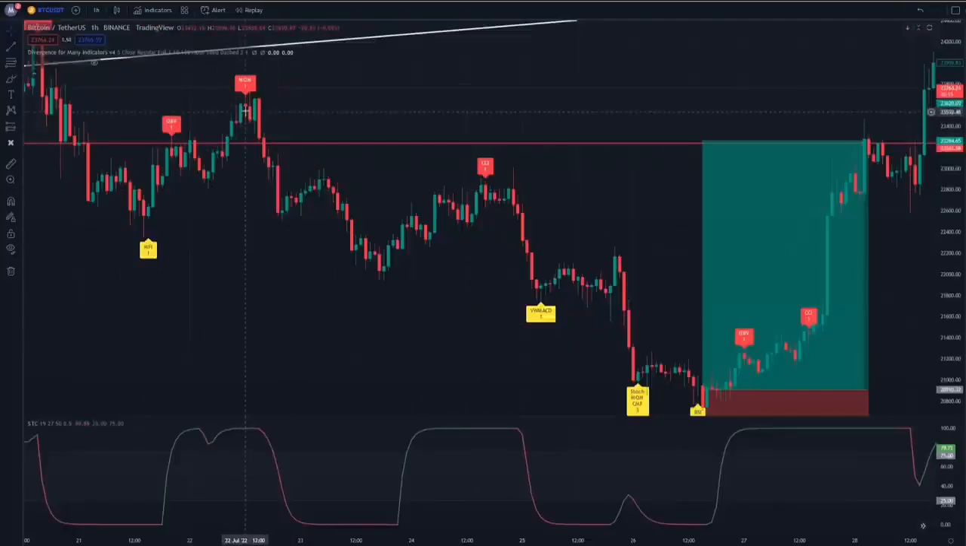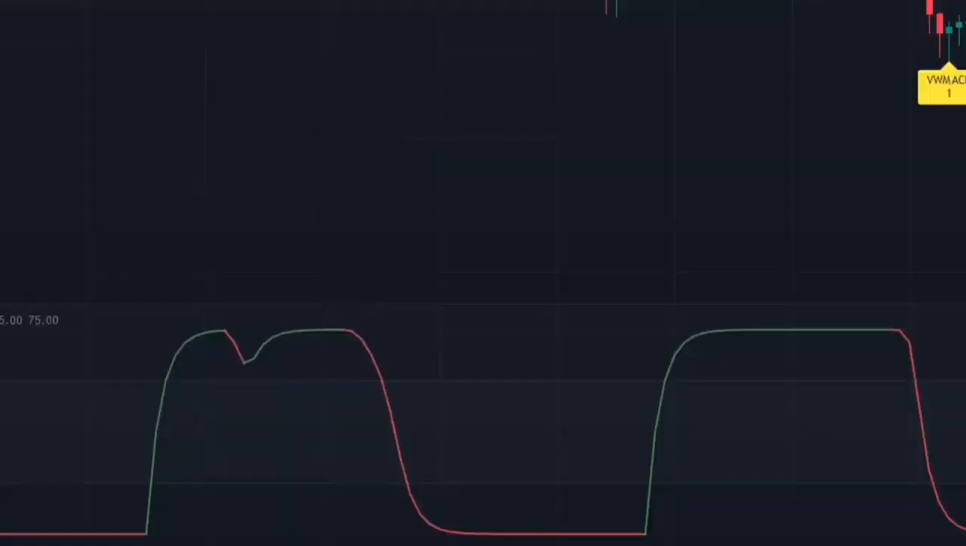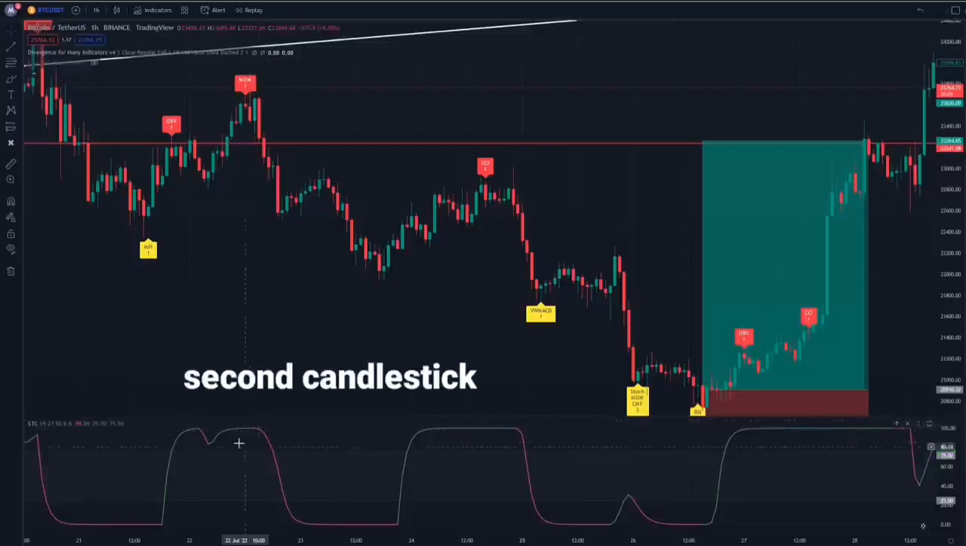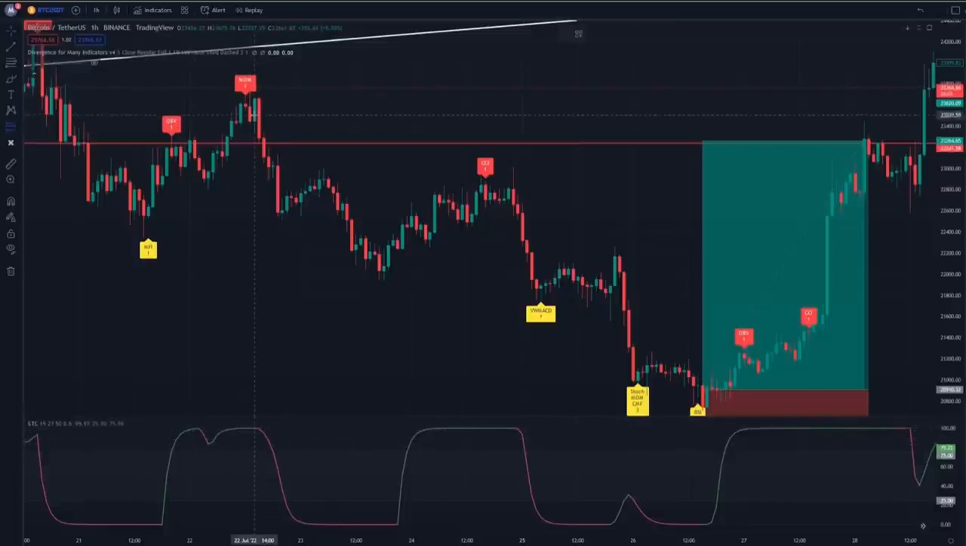Then the indicator gives a signal of divergence. If the color of the STC line hasn't changed, we wait for 3 candlesticks. Here it has changed to red on the second candlestick, so we have gotten permission to enter a selling trade.